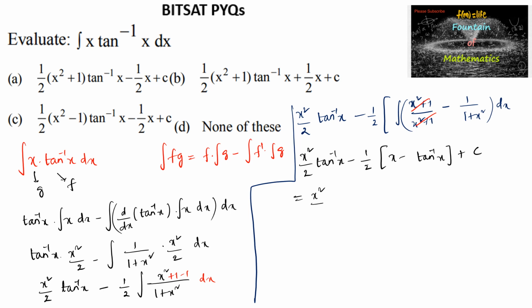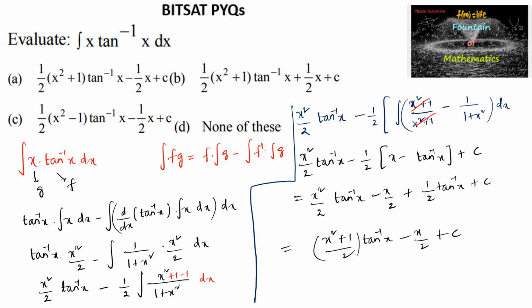So we can write x square upon 2 tan inverse x minus x upon 2 plus 1 upon 2 tan inverse x plus constant, or we can take tan inverse x common. So (x square plus 1) upon 2 of tan inverse x minus x upon 2 plus c is the answer. So we can go with the options. The first option is satisfying. So the first option is the answer, option A.